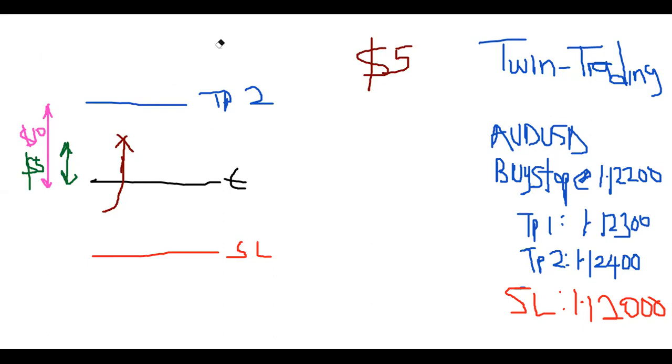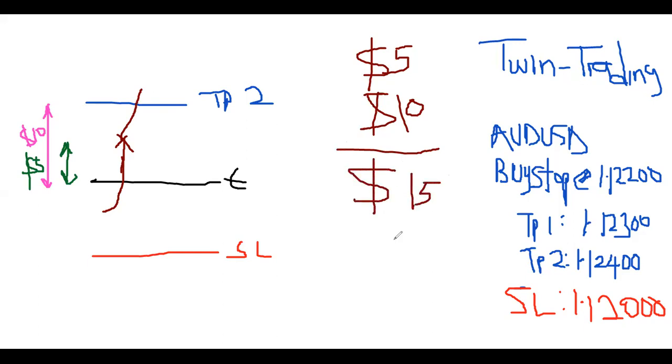So it will be going up. If grace is by your side, by the grace of God, it hits TP2. Guess what? You have made another $10. Just imagine in one trade, you are making $15. I mean, that's awesome in forex markets. If you do this 5 times in a day, you have made $75 with a $500 account by twin trading.